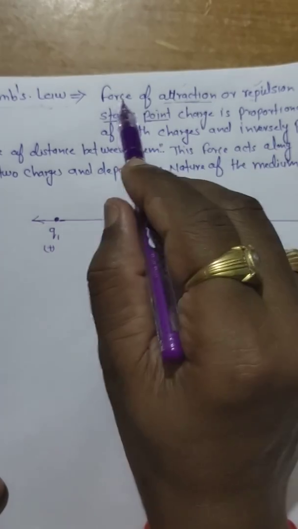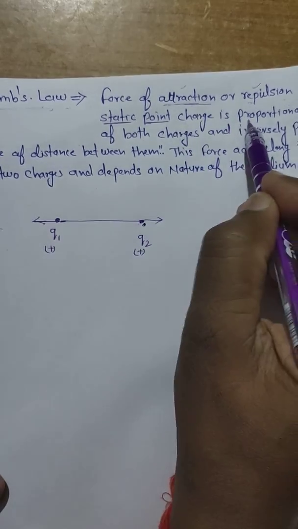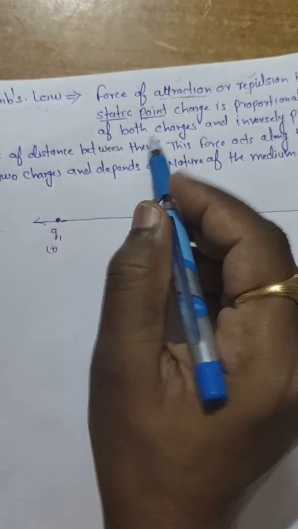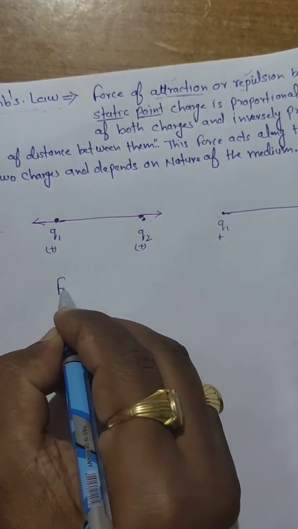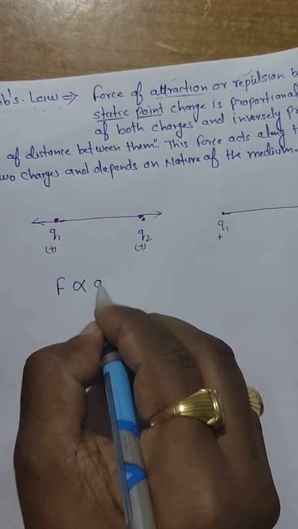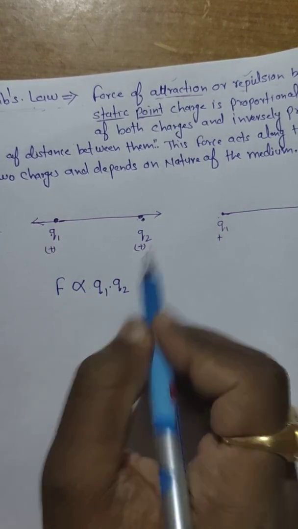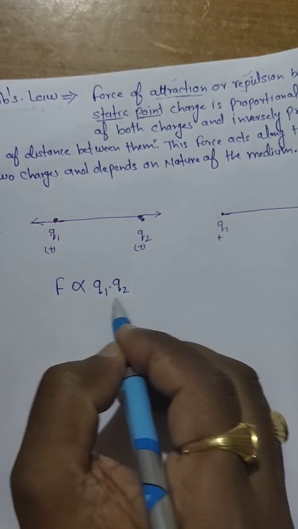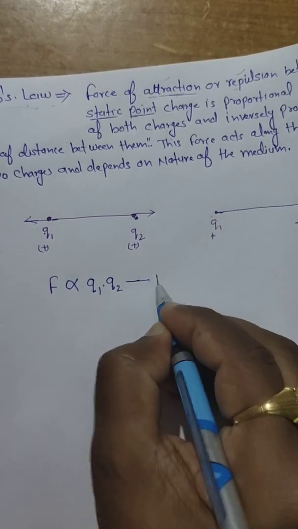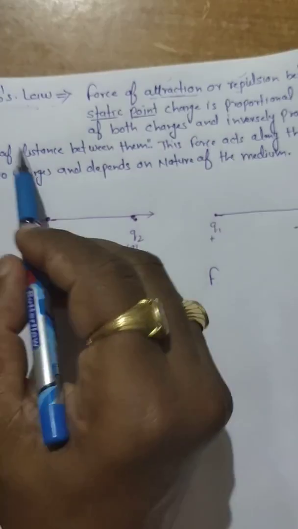So the meaning of this line is that the force of attraction or repulsion between two static point charges is proportional to the product of both charges. Suppose the force of attraction or repulsion between them is F. F is directly proportional to Q1 and Q2, where Q1 is the magnitude of one charge and Q2 is the magnitude of the other charge. It means it is proportional to the product Q1 Q2. Suppose this is equation 1.